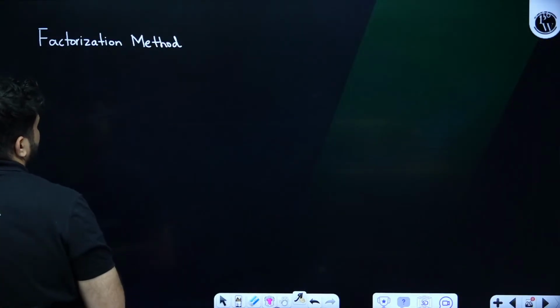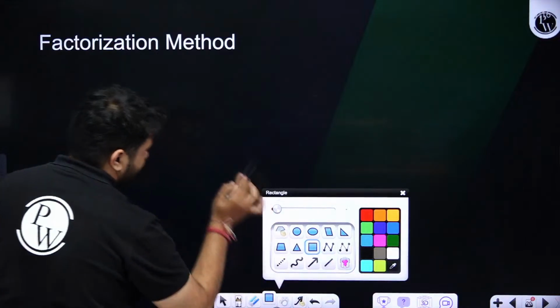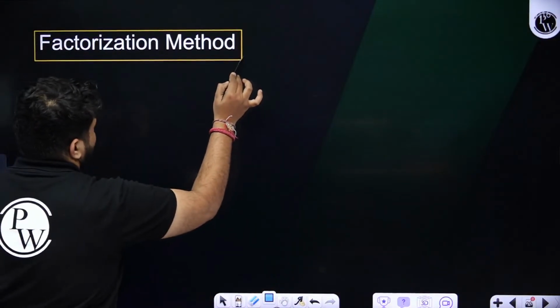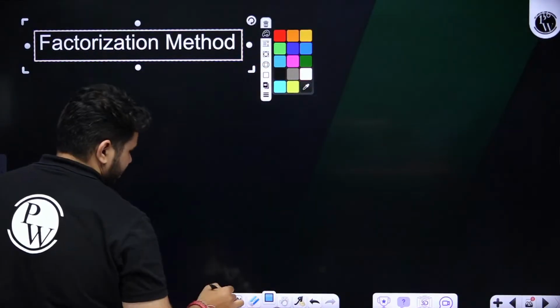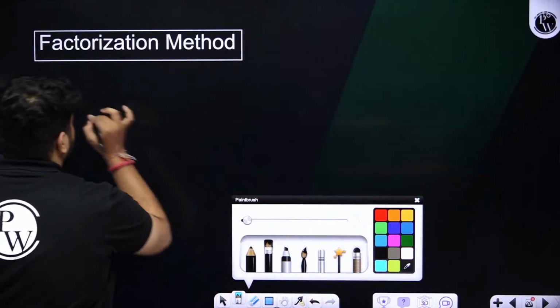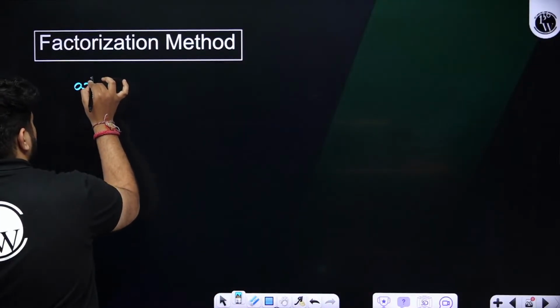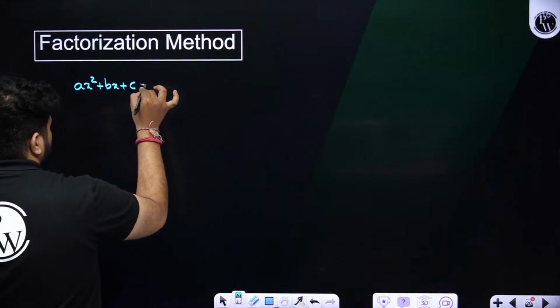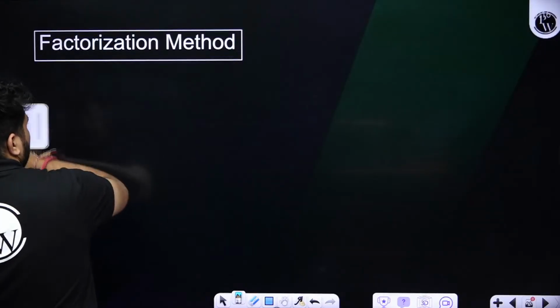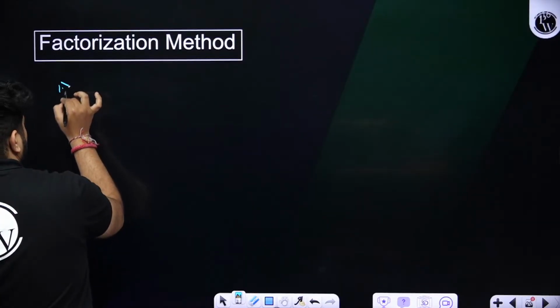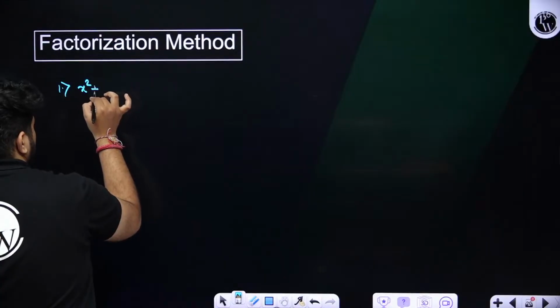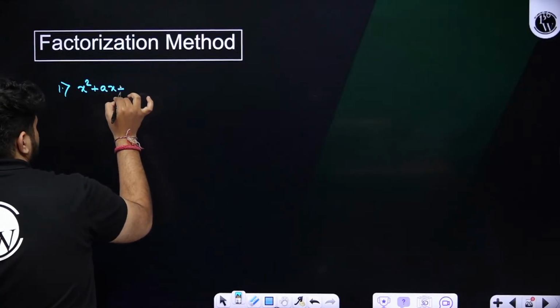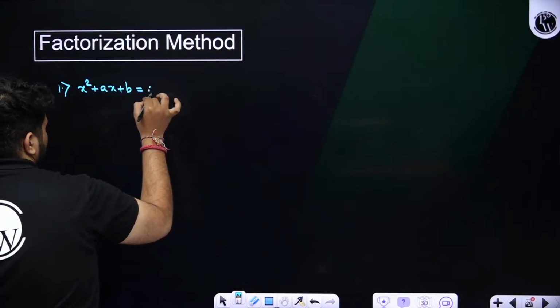Clear? Understand this. We'll try to explain with the help of examples. Suppose we have, students, the quadratic equation ax square plus bx plus c is equals to 0. Or first let us start with the quadratic equation x square plus ax plus b is equals to 0.